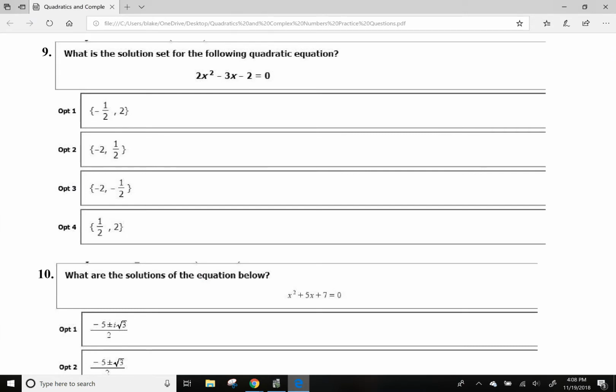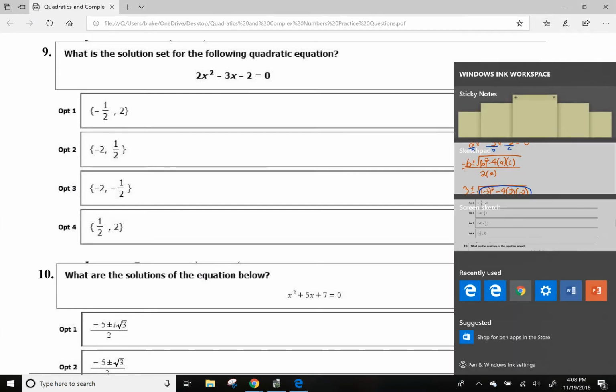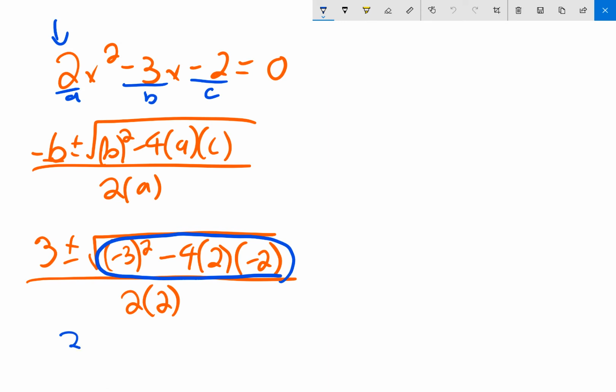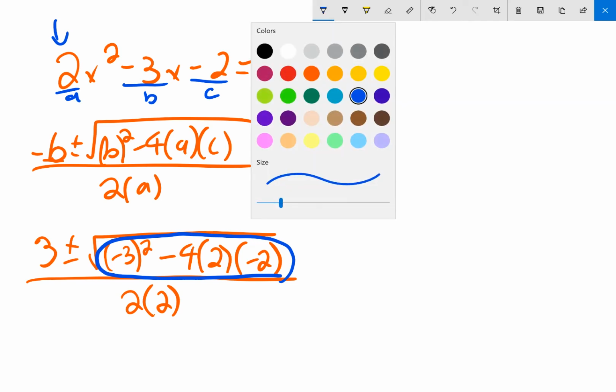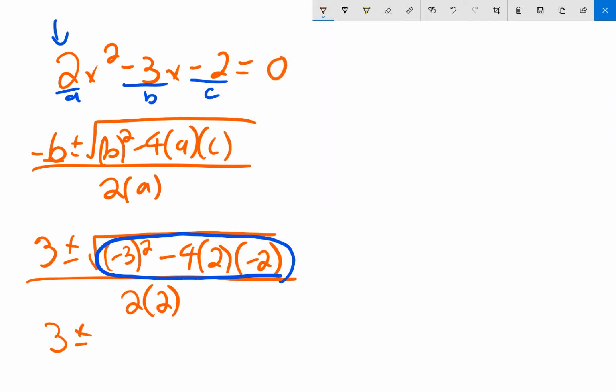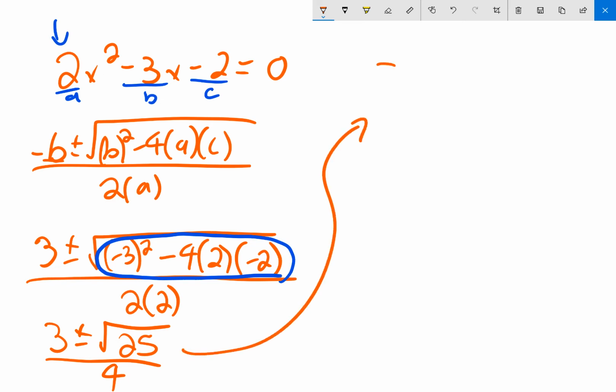So let me go back to my problem. So I've got 3. Use the orange again. 3. Plus and minus still there, but everything inside the radical, all that just became 25. And 2 divided by 2 in the bottom is just 4. So moving this over here just for a little bit. 3 plus minus the square root of 25 over 4.